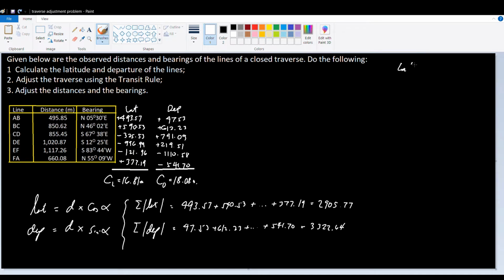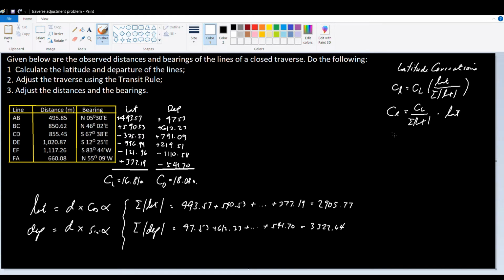So latitude corrections, the formula: correction for latitude of any line is equal to the total misclosure in latitude times the latitude of the line divided by the sum of the absolute values of the latitudes. Or common factors here are CL over sum of lat absolute value times the latitude of the line.